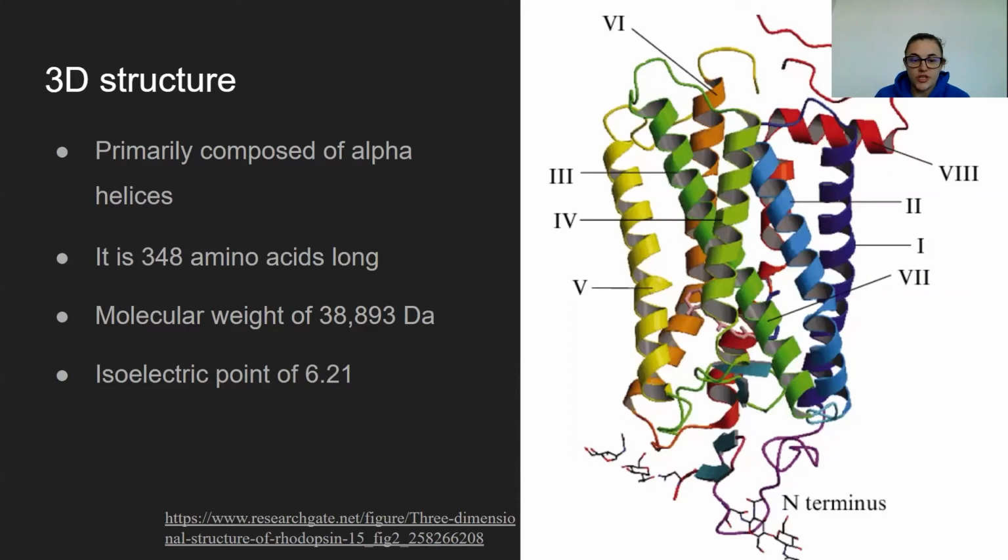The 3D structure can be seen on the right here, and it is primarily composed of alpha helices. It is 348 amino acids long. The amino acids that primarily compose the protein are alanine, leucine, phenylalanine, and valine.